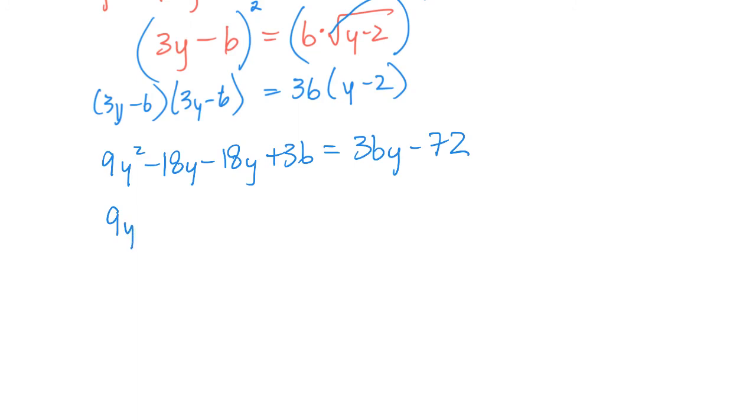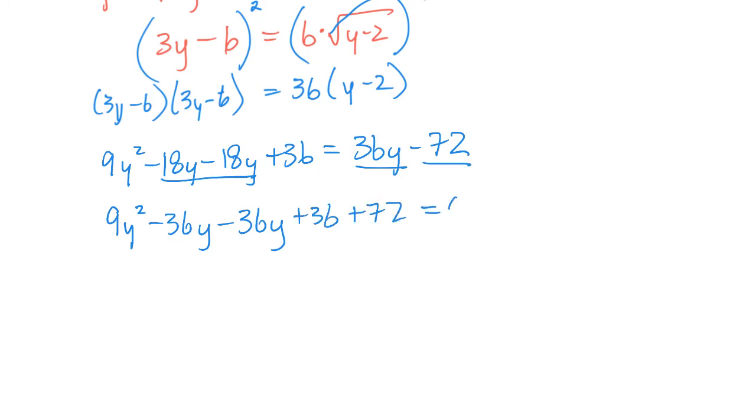So I'm going to have 9y squared. This will be minus 36y. If I bring this over, that'll be another minus 36y. And then I have a plus 36. I bring this over, it'll be a plus 72 is equal to 0.